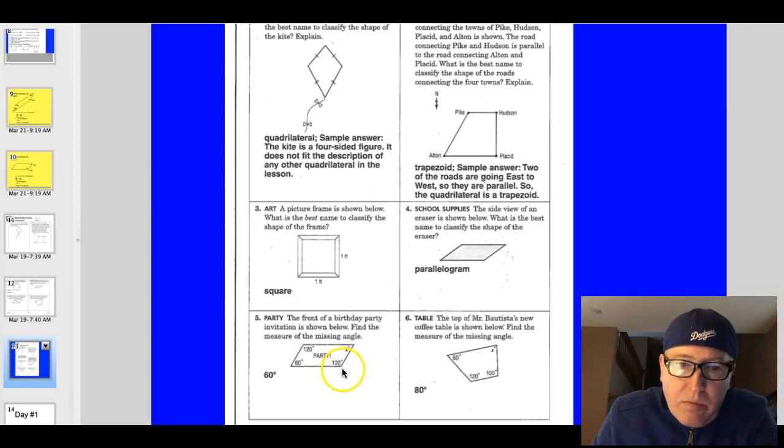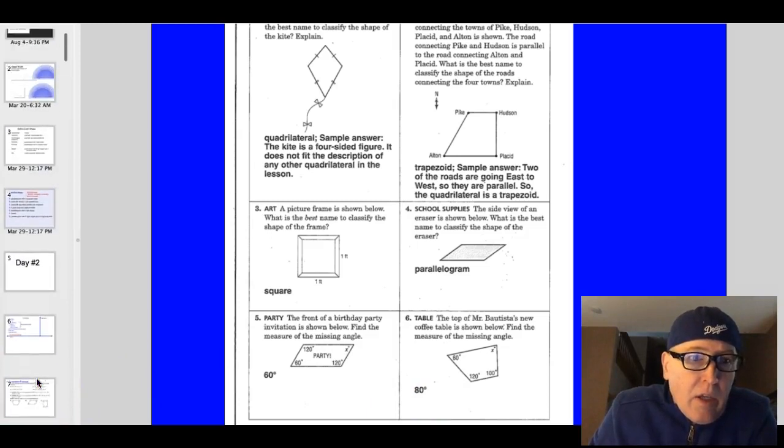And the last couple, you're finding the party invitation here, and you have to find the angle of x. Well, if this is 60, that's going to be 60, because here's 180 degrees here, here's 180 degrees here, or there's a total of 360 degrees altogether. This is just a kind of a bizarre coffee table here, and this would be 80 degrees here, angle x. All right, that should finish us up.